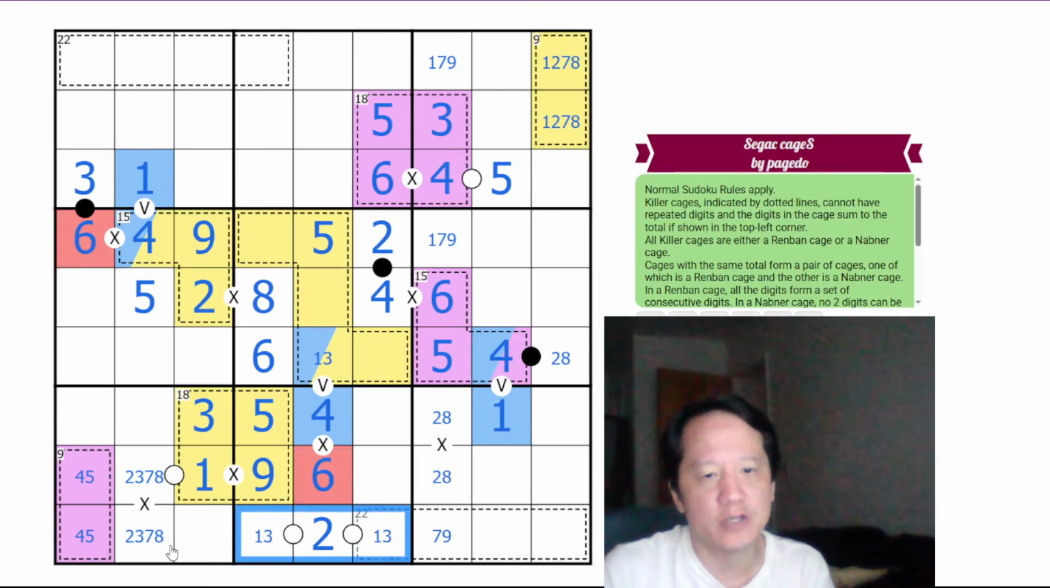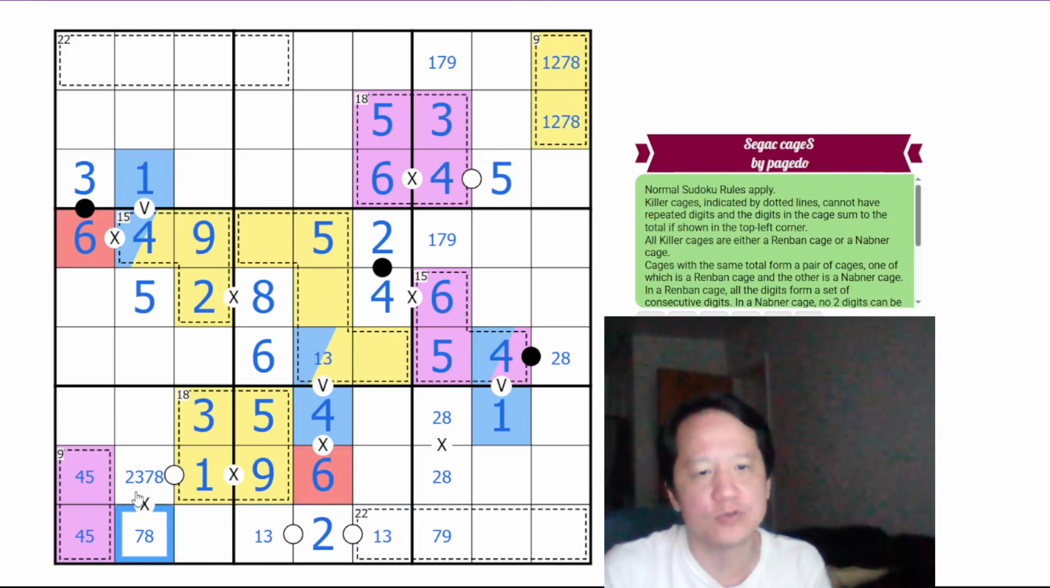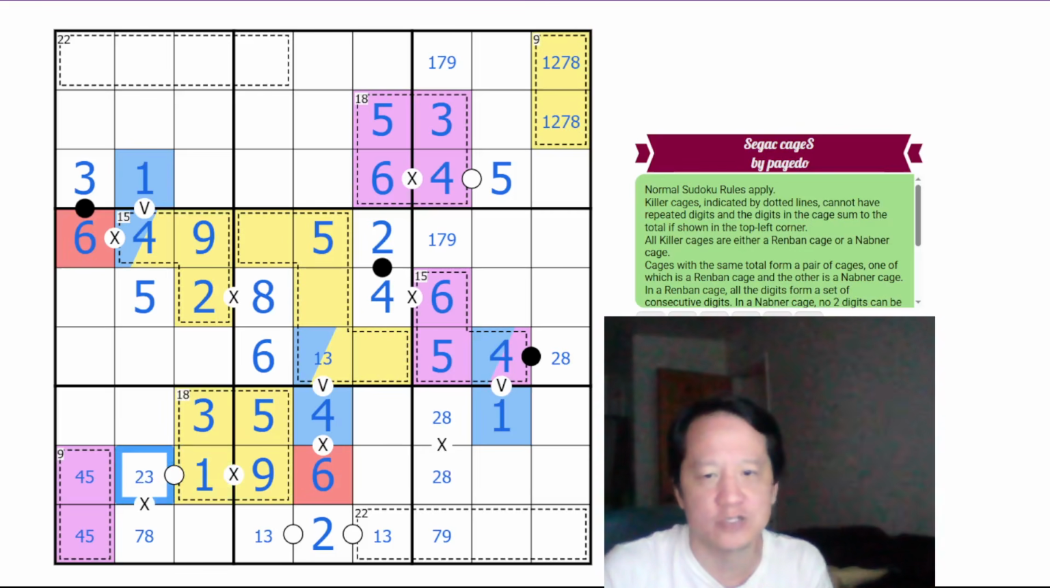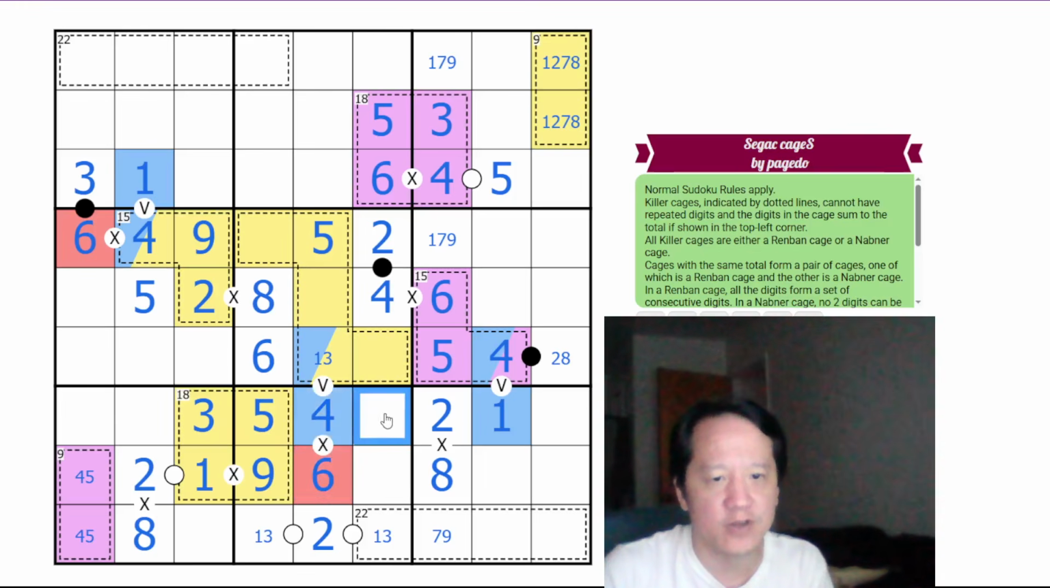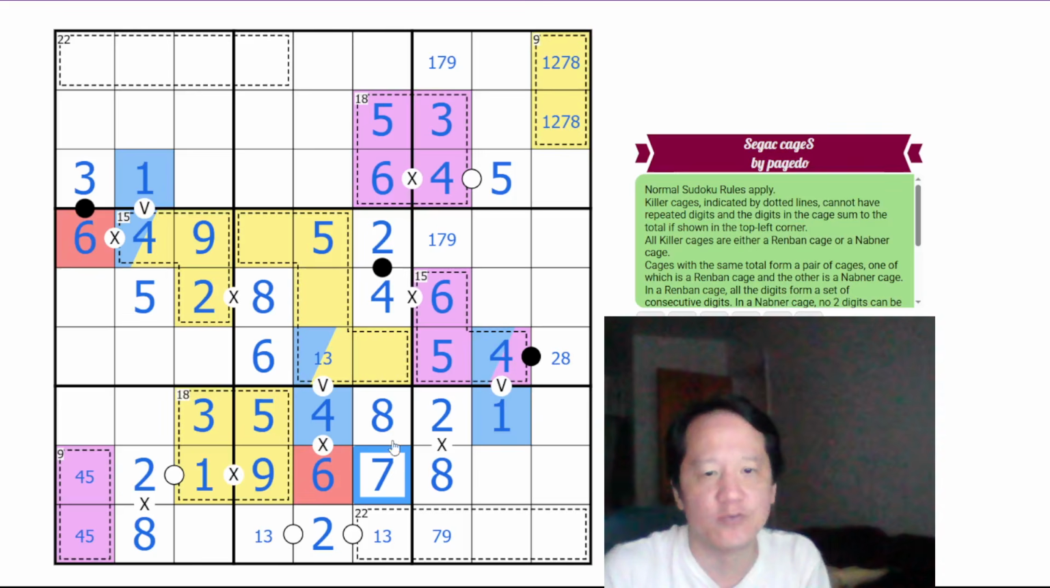1, 2, 3 eliminates 1, 2, 3 in the rest of the row. No 2, 3 here. No 7, 8. This is 1, which is consecutive only with 2. So that's 2 and 8 here. 2 eliminates 2 here. So that's 8 and 2. 4 and 6 are here. We have to have 8 somewhere in this box. It cannot be here or here, so it must be here. That leaves a 7 remaining in the rest of that box.